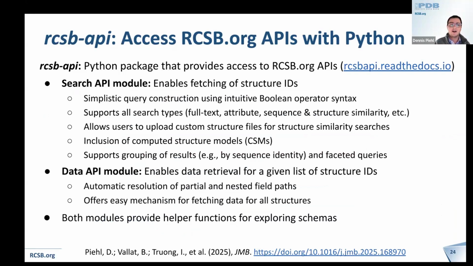The search API module also supports all types of searches that are available on our advanced search page, such as full text search, attribute-based search, sequence and structure similarity, and so forth. It also offers another mechanism for providing your own custom structure files for performing structure similarity searches. So if you're generating your own structures using AlphaFold and you want to perform an archive-wide search for similar structures, you can do so by simply providing the path to your file on your computer to the package, and it'll perform that search for you.